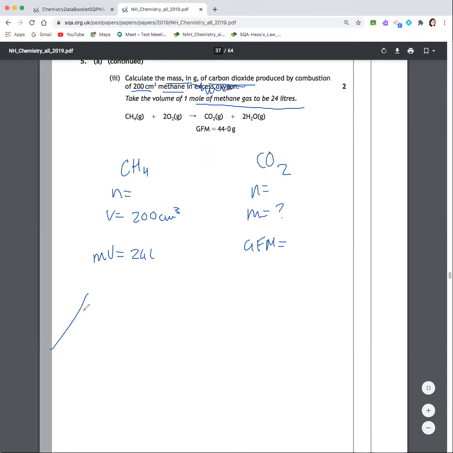For the relationship for molar volume, you can use this triangle here. n is the number of moles, V is the volume of the gas, but this has to be in litres, and that's because the molar volume is in litres per mole. If we change this to litres, we just divide it by 1000, so that would give us 0.2 litres. So the number of moles of methane is 0.2 over 24.